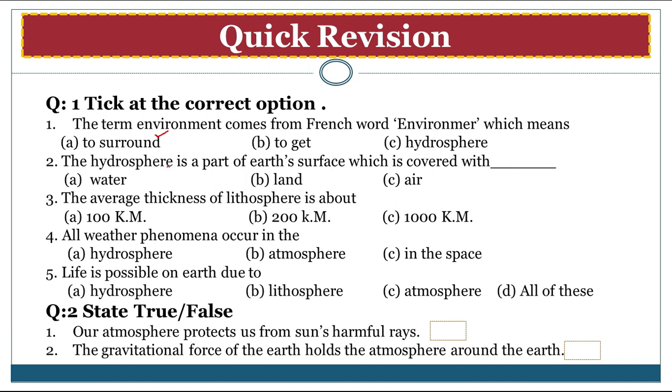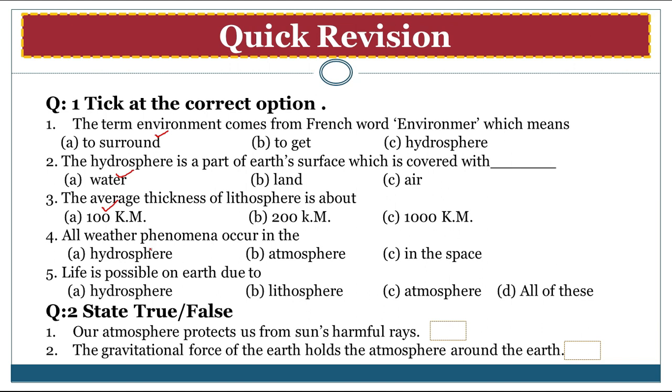Second, the hydrosphere is a part of Earth's surface which is covered with water, land or air. The correct answer is water. Third, the average thickness of lithosphere is about 100 km, 200 km or 1000 km. What is the average thickness of lithosphere? The average thickness of lithosphere is about 100 km.